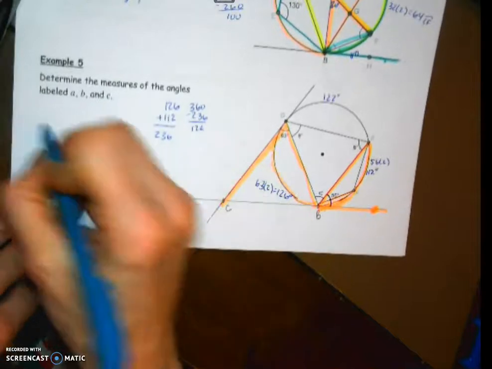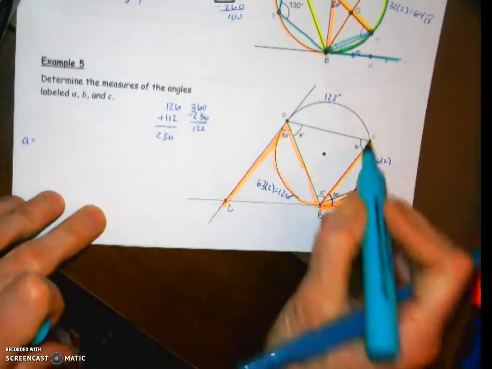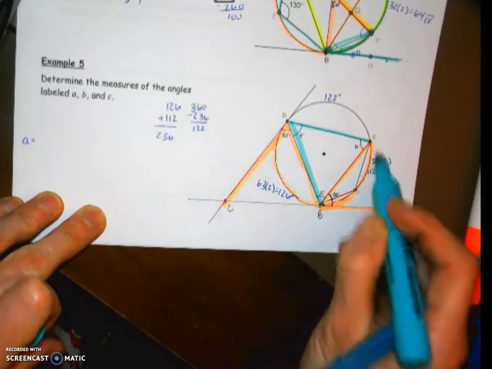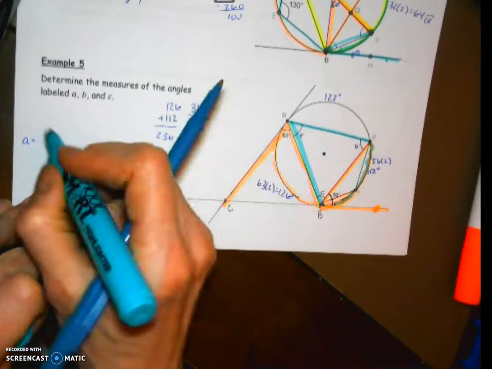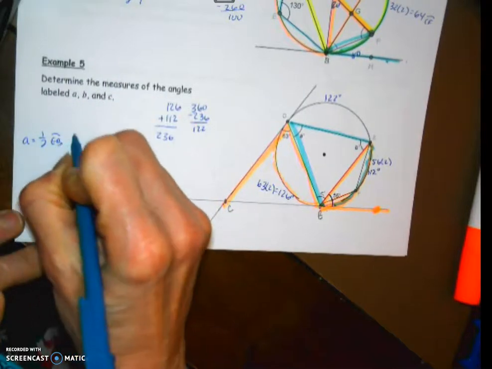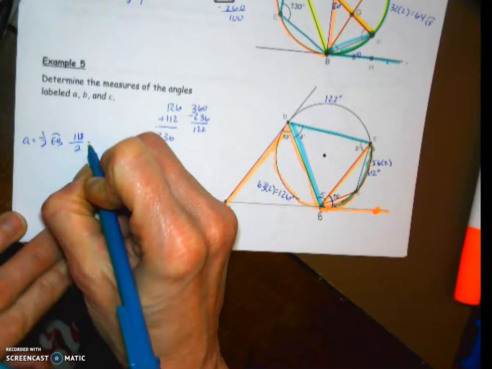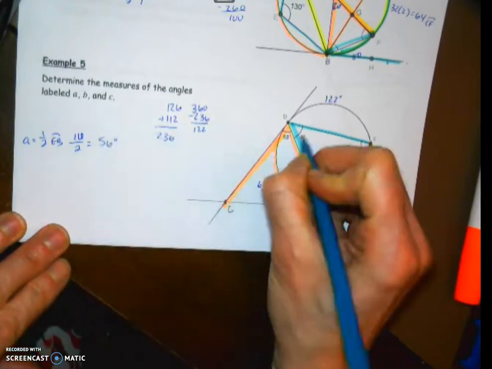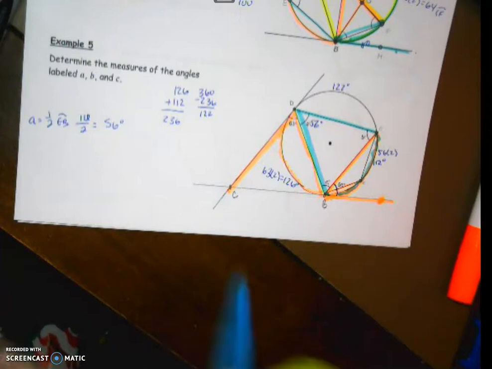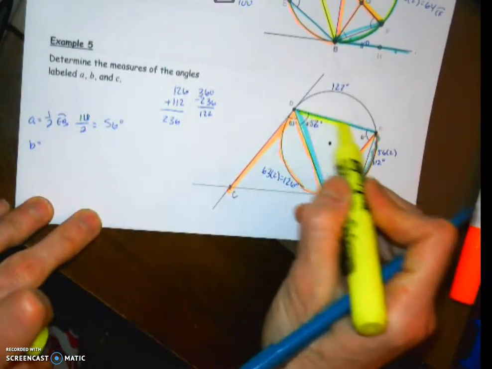So if we look back here, angle A is going to be an inscribed angle, and that's going to be half its intercepted arc, arc EB. So it's going to be half of 112, which is 56 degrees.